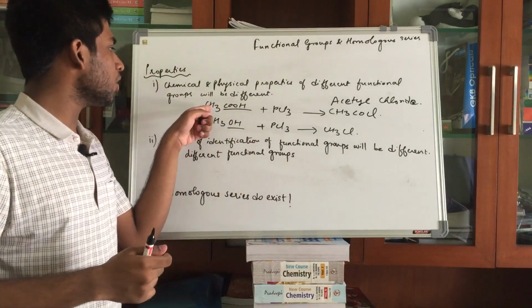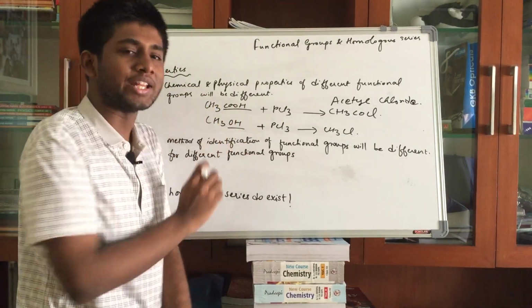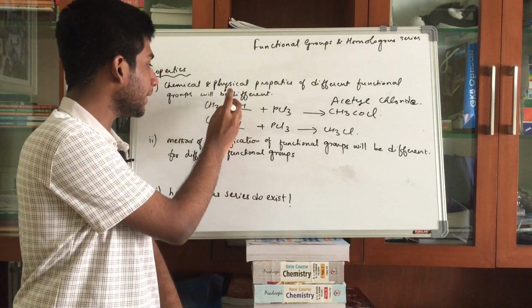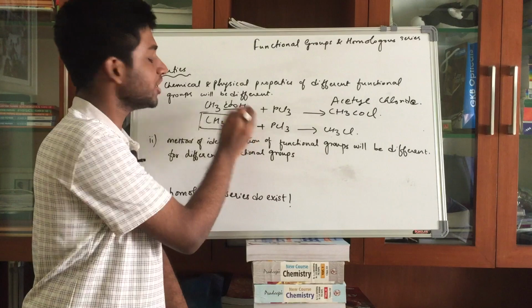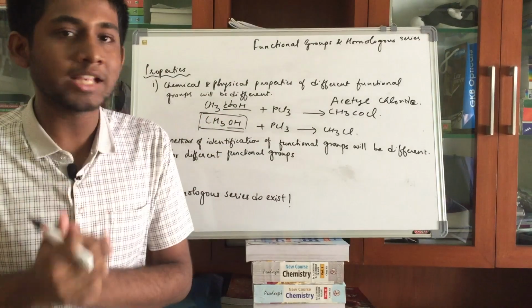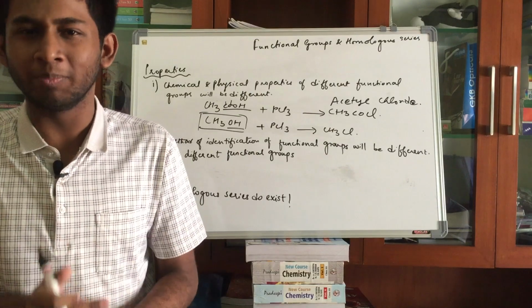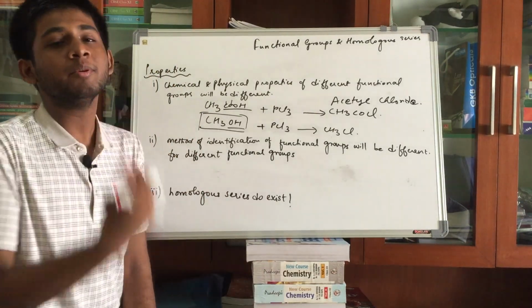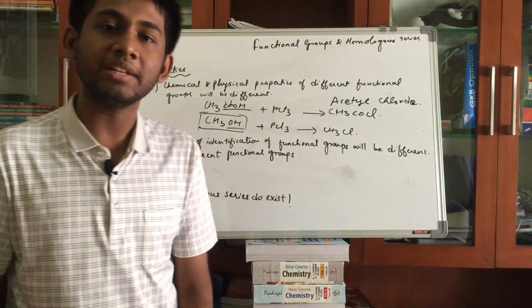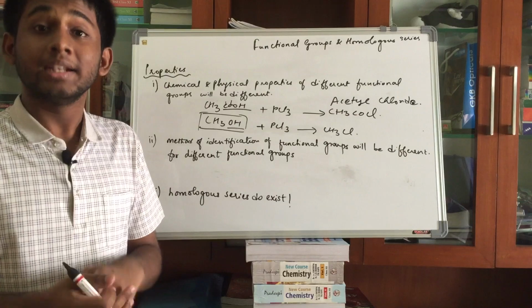Because you take this compound CH3COOH, the functional group is COOH. There is an extra carbon and extra oxygen compared to CH3OH. So automatically the mass will differ. And because density is nothing but mass by volume, if you take equal volumes of CH3COOH and CH3OH, the density will be different. The reason for this is that the molecular mass will be different.